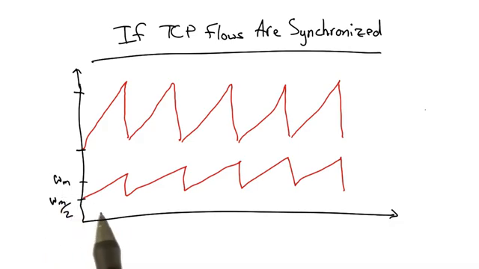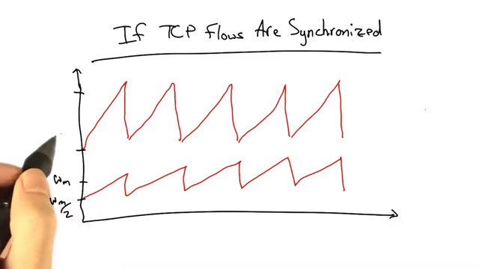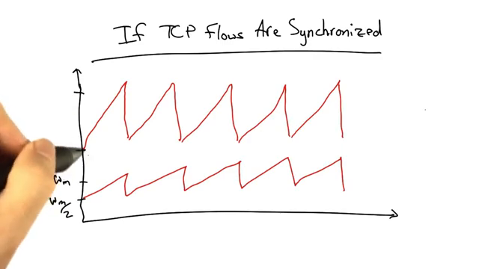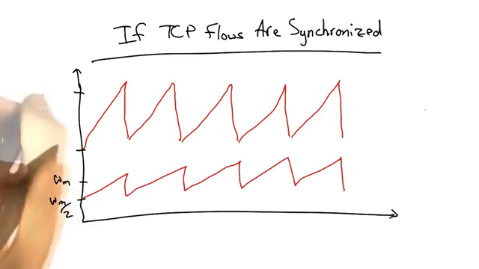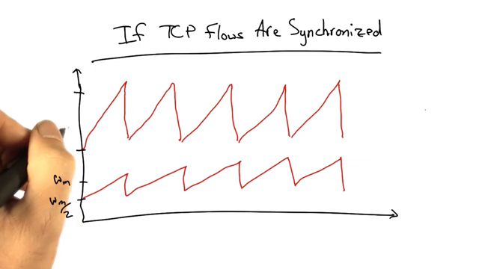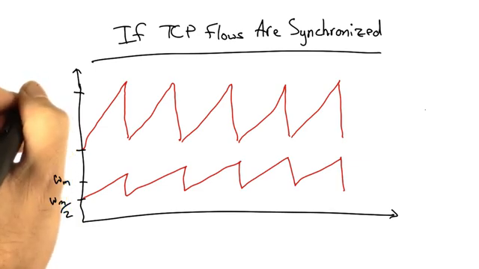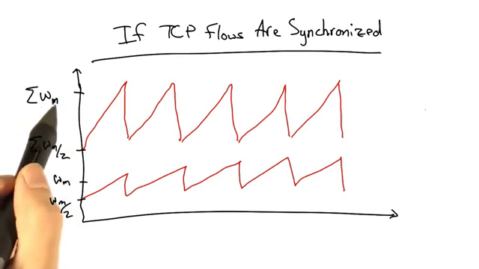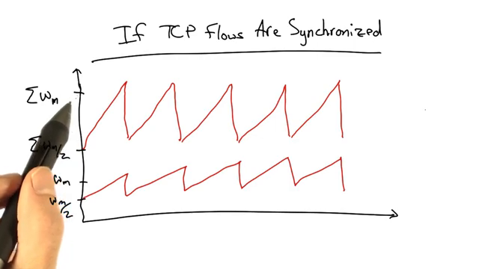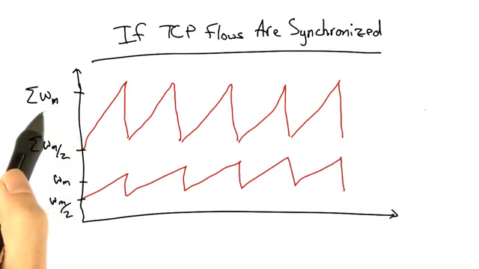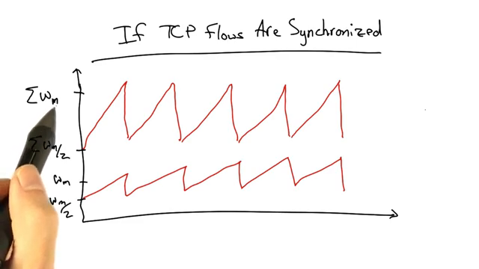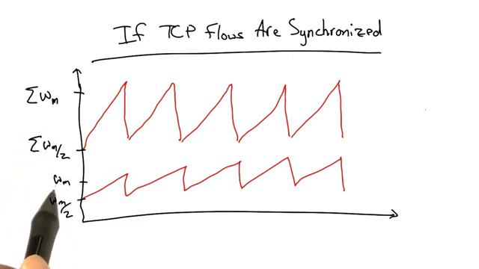Now, if TCP flows are synchronized, the dynamics of the aggregate window, as shown in the upper part of the graph, would have the same dynamics as any individual flow. The quantities on the y-axis here would simply be different. Specifically, the number of packets occupying the buffer would be the sum of all of the TCP flows' windows rather than the window of any individual flow.